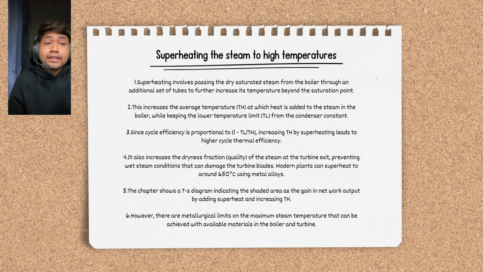Next, we move to superheating steam to high temperature. This chapter discusses superheating the steam to high temperature as another method to improve the thermal efficiency of the Rankine cycle in steam power plants. Here are the key points regarding superheating. In conclusion, superheating the steam allows utilizing a higher average heat addition temperature, directly increasing the cycle efficiency while also improving the steam quality at the turbine exhaust. But it is limited by the maximum temperature constraints of the material.